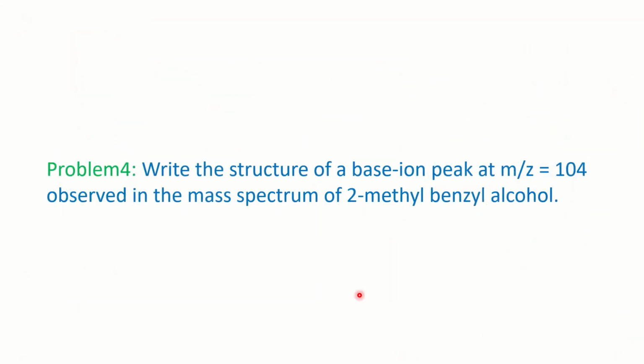We can see one more problem to see the dehydration. The question is, write the structure of a base ion peak at m/z 104. So we have to write the structure of this base ion. It is appearing in the mass spectrum of 2-methyl benzyl alcohol. So you should know how to write the structure to show the mass spectrum of it.